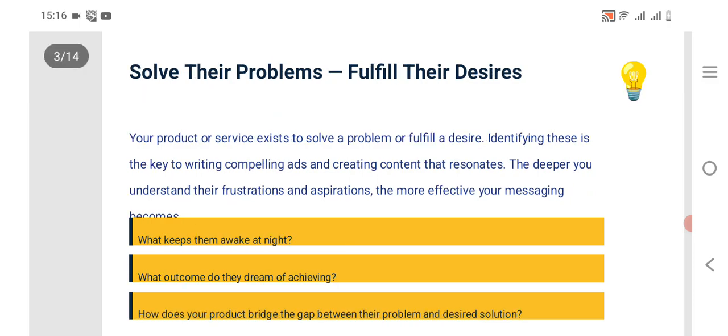Now, solve their problem. Your product or service exists to solve a problem or fulfill a desire. Identifying this is the key to writing compelling ads and creating content that resonates. The deeper you understand their frustration and aspiration, the more aggressive your messaging becomes. Which means that if the product you are trying to sell to them is not solving their problem, is not a solution to the problem they are looking for, you don't have a business. Which means your business, your product, your service must be one of the problems that will, in fact, once they see, they will know that this thing is built for me. So it must be solving a problem.